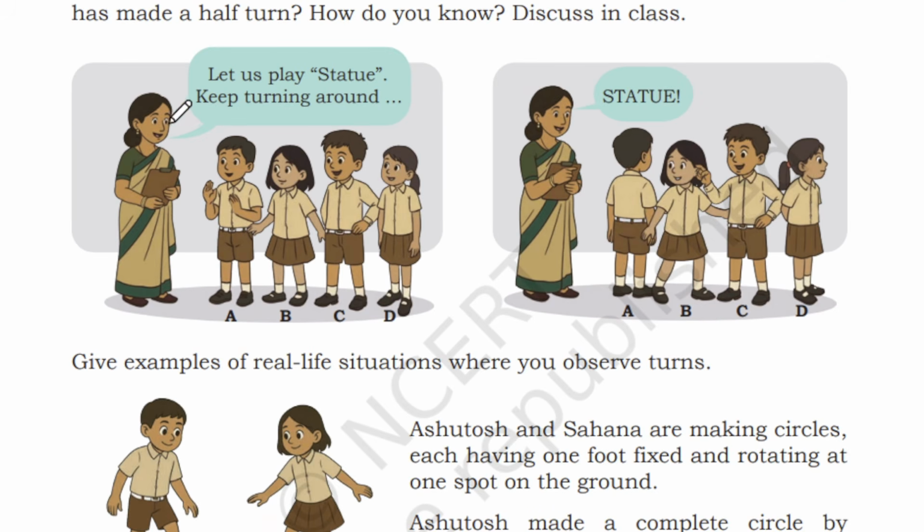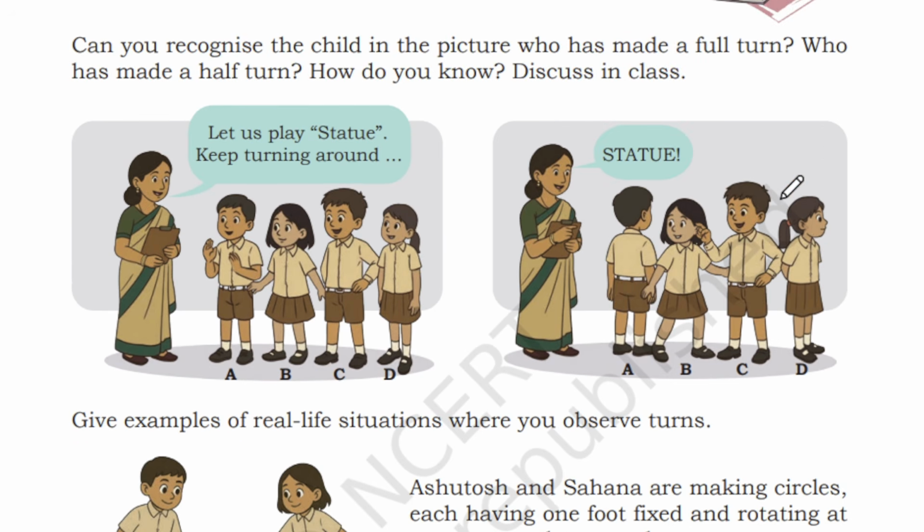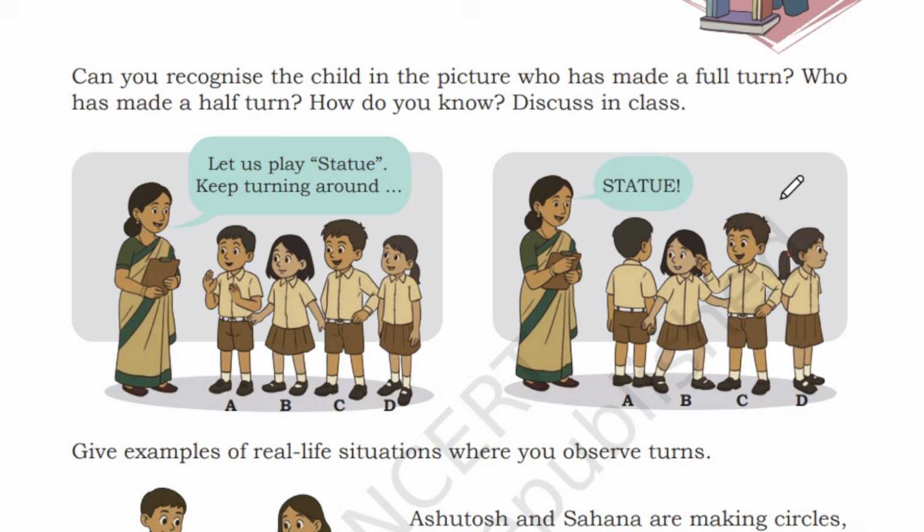So the teacher says, let us play statue, keep turning around. So we have students A, B, C and D. The teacher is playing a statue game, which means the children will be rounding and rounding, and if the teacher stays statue, then they have to stand still. So look at this picture. First we will see what is a full turn and what is a half turn.